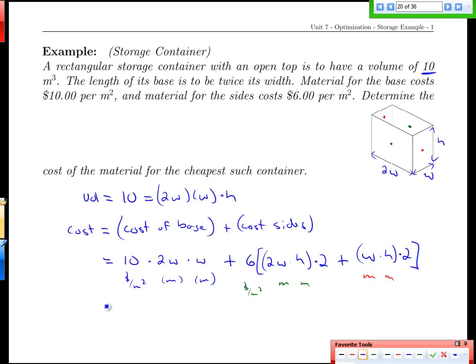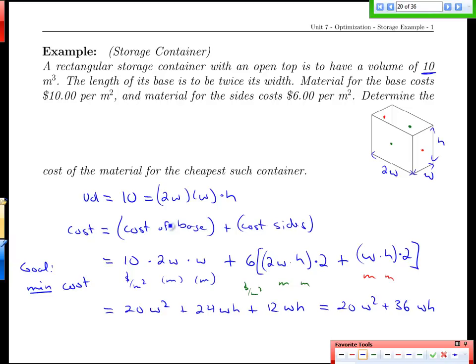And here it really does behoove us to simplify, because we're going to want to differentiate this later, and it'll be much easier if we simplify it now. What else do we have here? So we have 24 W times H plus 12 W times H, and that can be simplified down to 20W squared plus 36 W times H. So the cost is what we want to minimize. Minimize the cost while keeping the volume at 10 cubic meters.